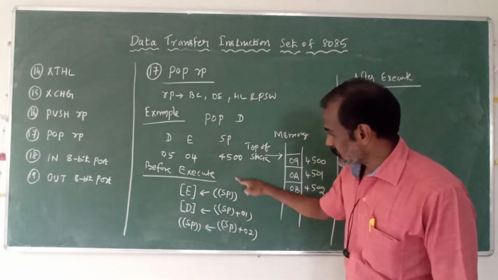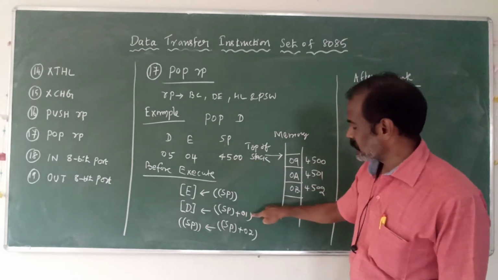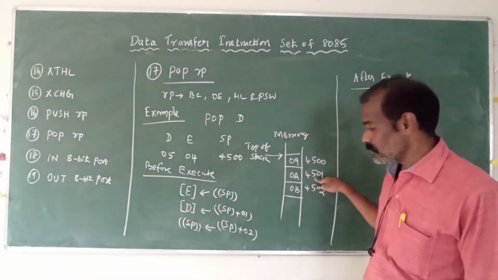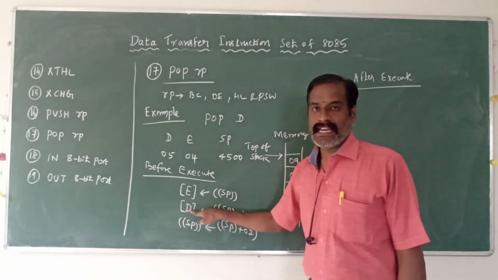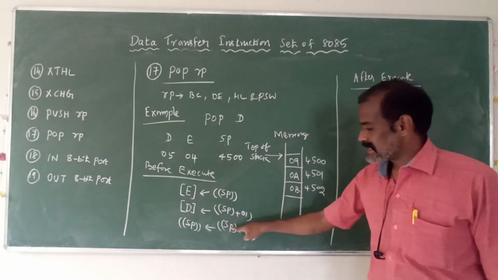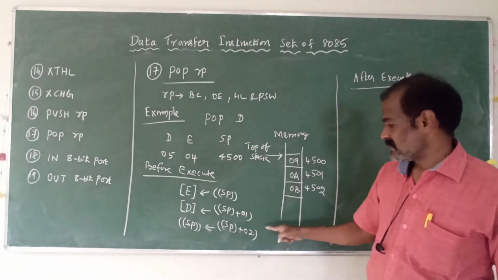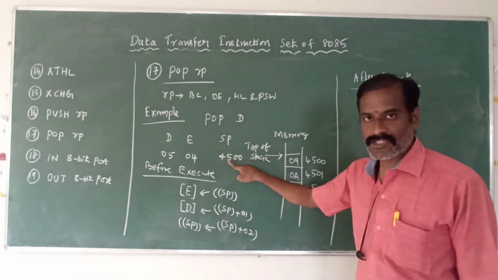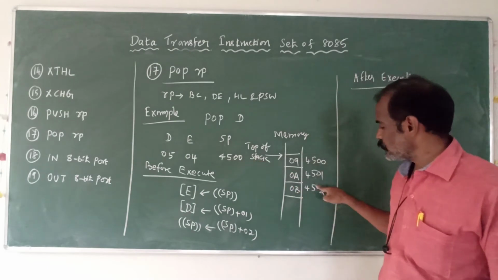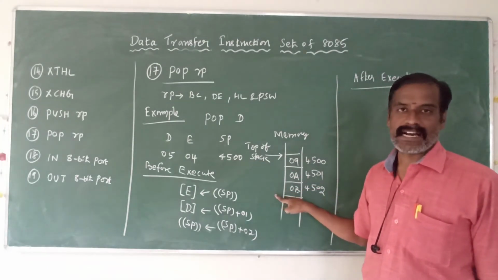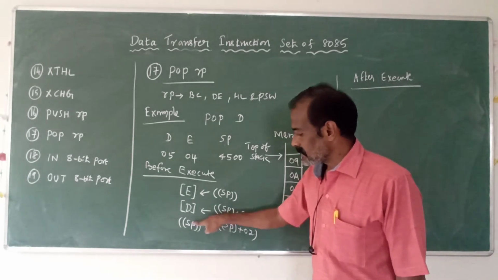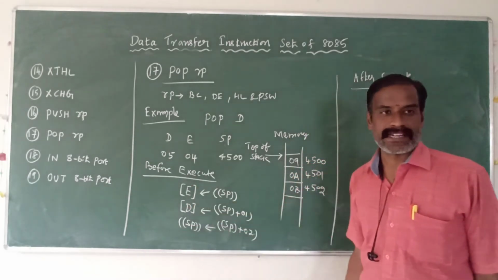Next, the stack pointer address 4501 plus 1. Now the address will be incremented to 4501. The data at that address location moves to the D register. Next, stack pointer plus 2. Now the stack pointer address 4502 plus 2 means 4502. Okay, now this is the top of the stack at present. Now that will move to the stack pointer.